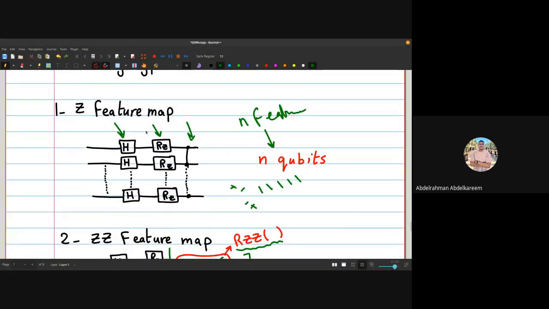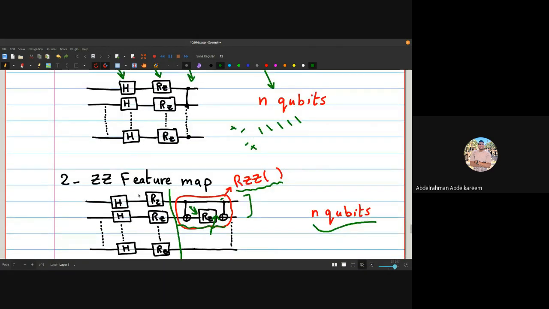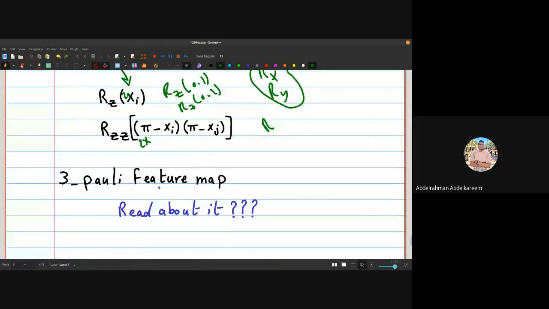So these are the two most common ways: Z feature map, ZZ feature map. Okay.